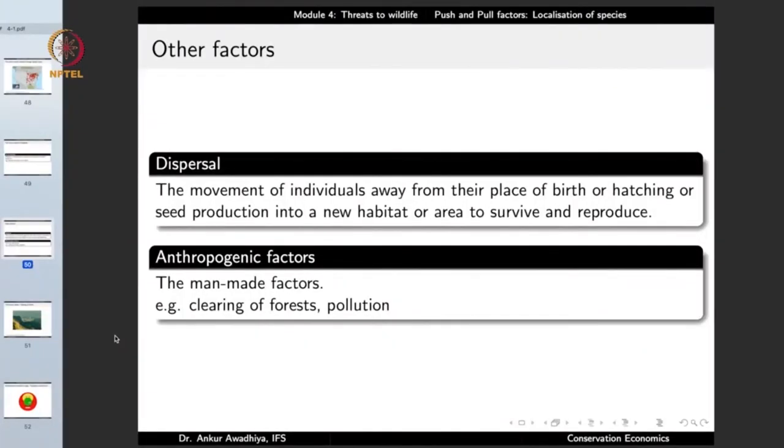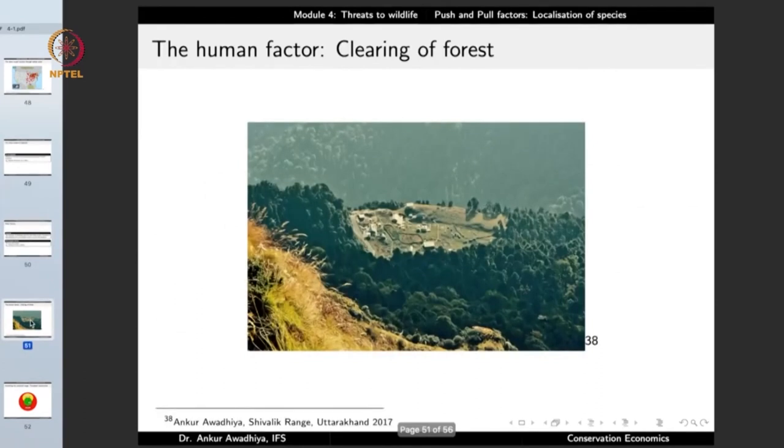Other factors are the anthropogenic factors or man-made factors, such as clearing of forest or pollution. In this image, we can see that this area is clear felled. Now, if humans had not acted here, this area would have had the same trees that are found in this area. And human factors are playing a major role in the abundance or distribution of different organisms.